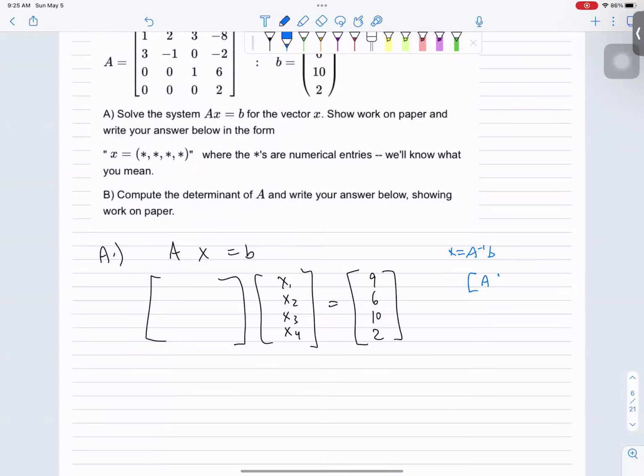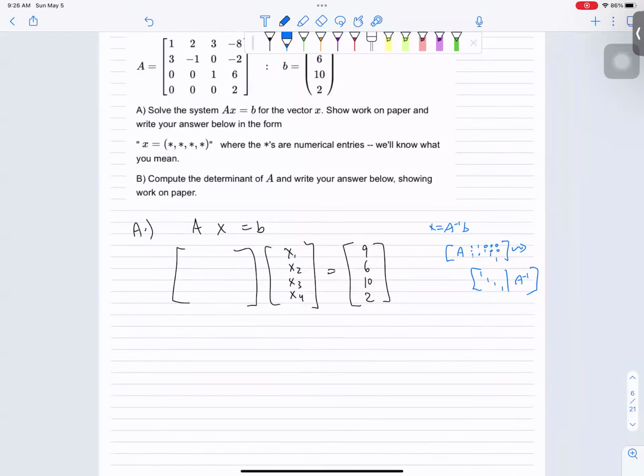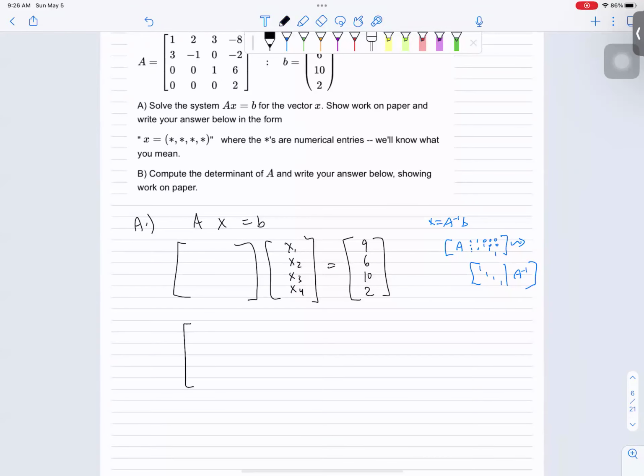You would write A on the left and write the 4x4 identity matrix on the right-hand side. Do a bunch of row reductions until you get the identity on the left side. Whatever's left on your right side is your inverse. And you could do that. Let's not do that. Let's do the augmented matrix way and row reduce.